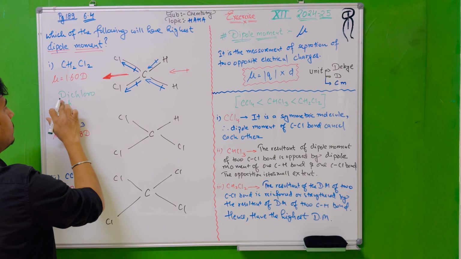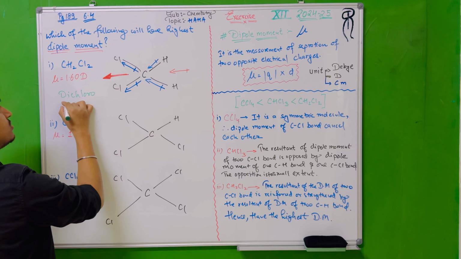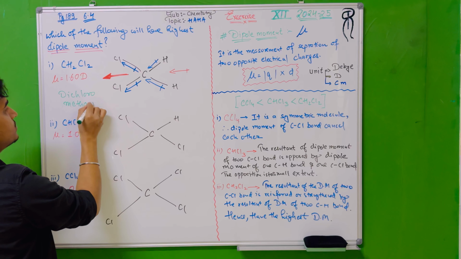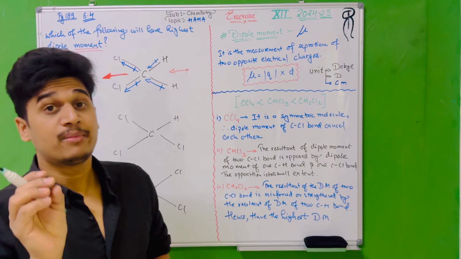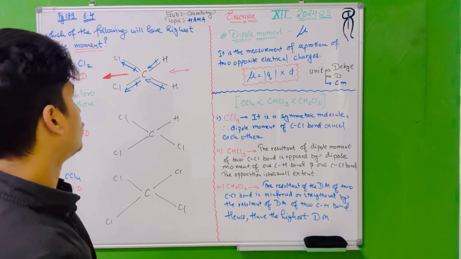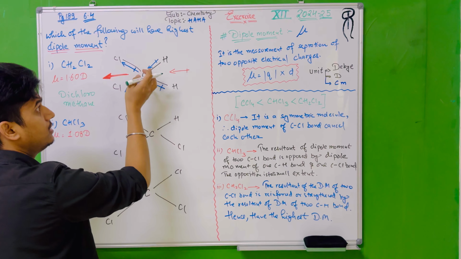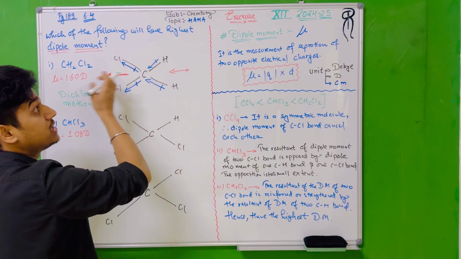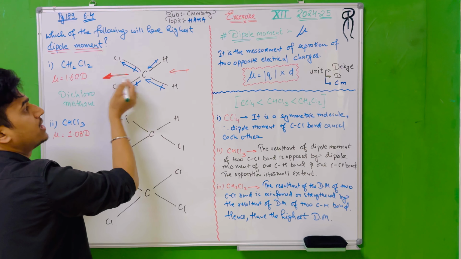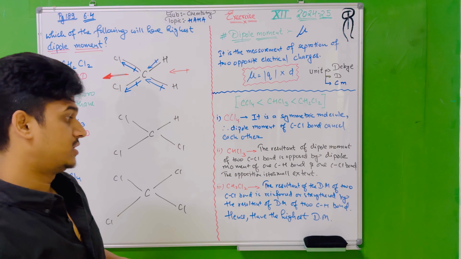This is the name of this molecule. Even though it is not asked, if you know it, it's better. This will have maximum dipole moment out of the three molecules, because hydrogen is also supporting and chlorine also. There is nobody opposing the dipole moment. Everybody is supporting it towards the left side. This is what is written over here.